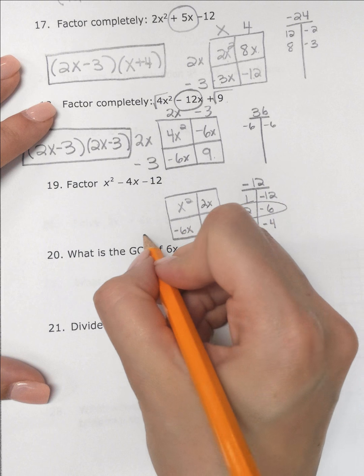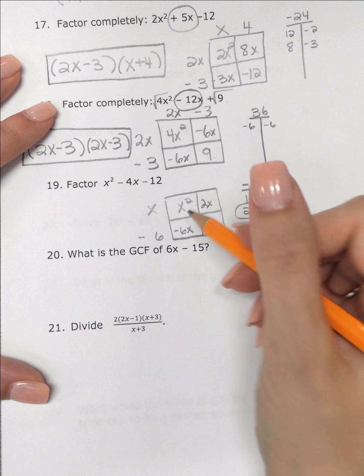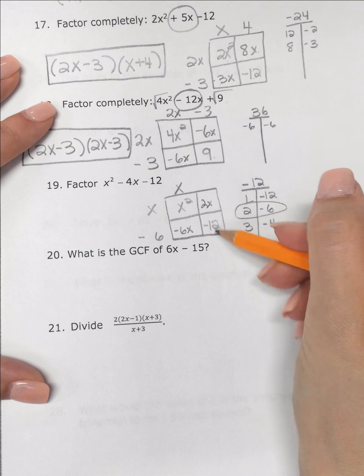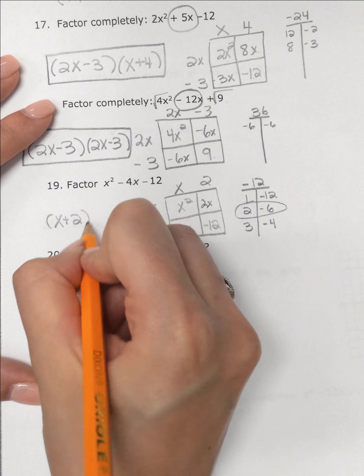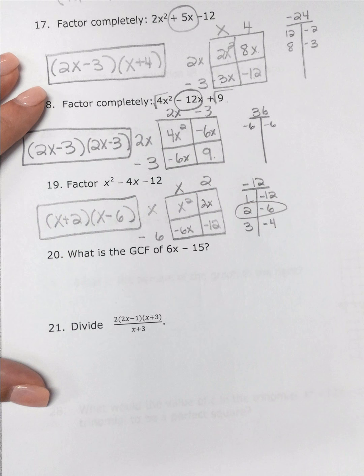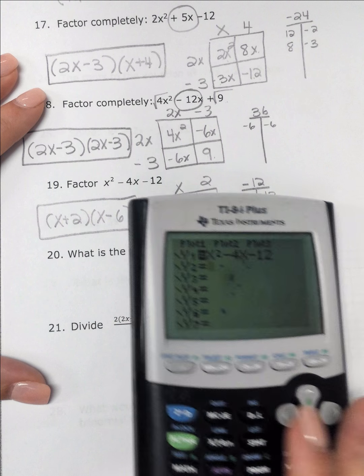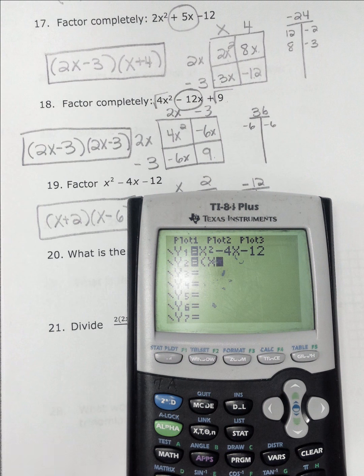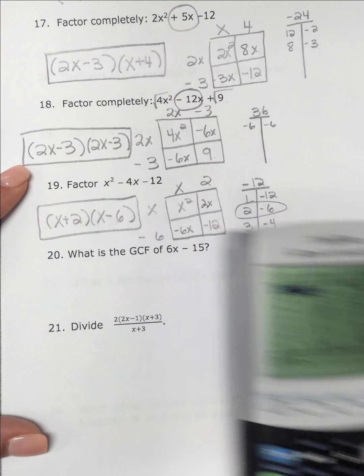These can take out the negative, and they're both divisible by 6. These you can take out the x. These you can divide them both by x, and these you can divide them both by 2. So my factors are x plus 2 and x minus 6. We check our answer. We have x squared minus 4x minus 12. We have x plus 2 and x minus 6. Yes, all of those are the same, so that's your answer.